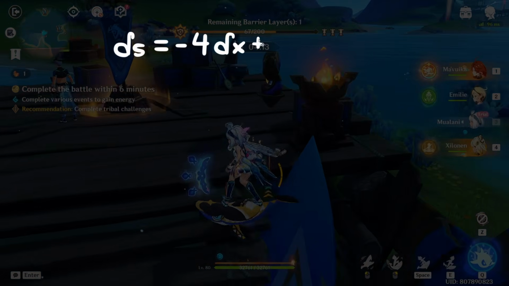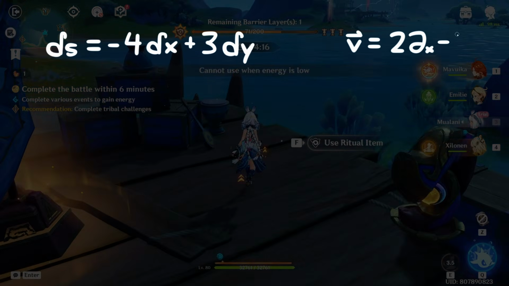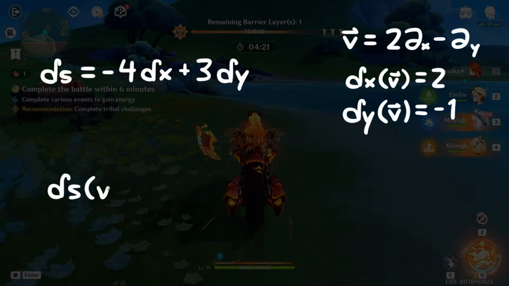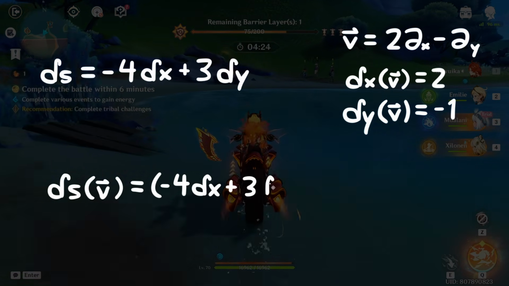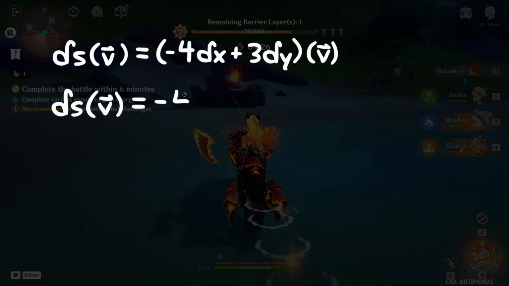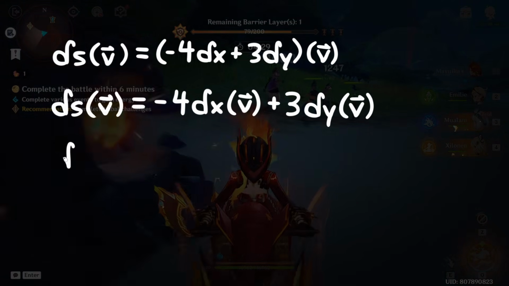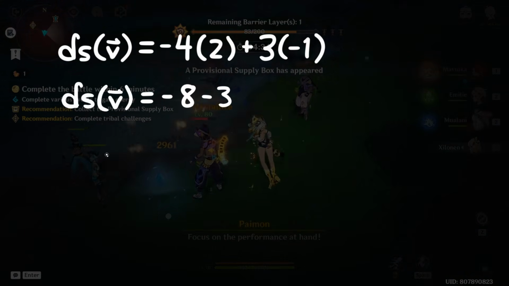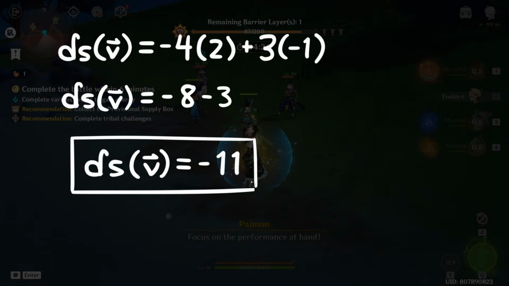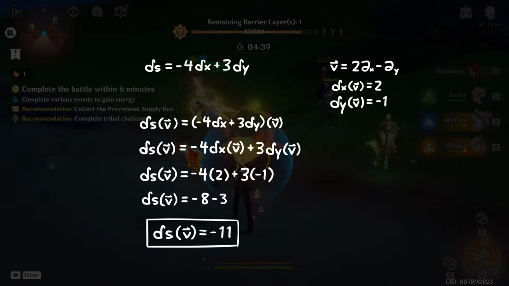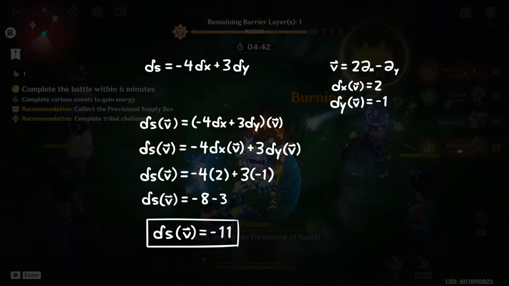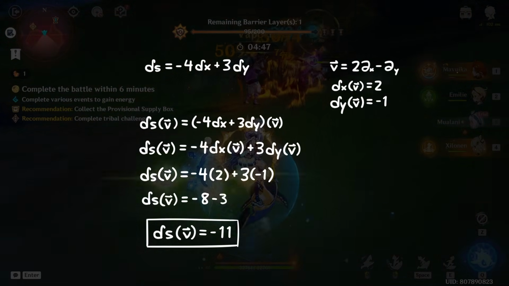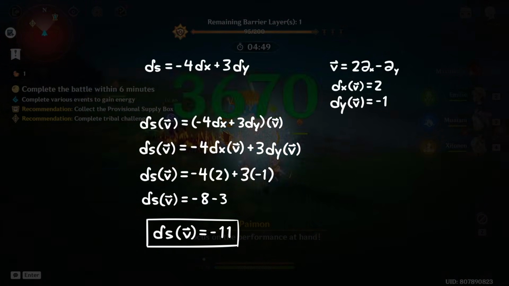Let's now consider a new differential, ds, which is equal to -4 dx plus 3 dy, and input the same vector v into it. What we find is that ds of v is equal to -11. This value shows that if you move 2 along the x direction and -1 along the y direction, the overall change in s will be about -11.